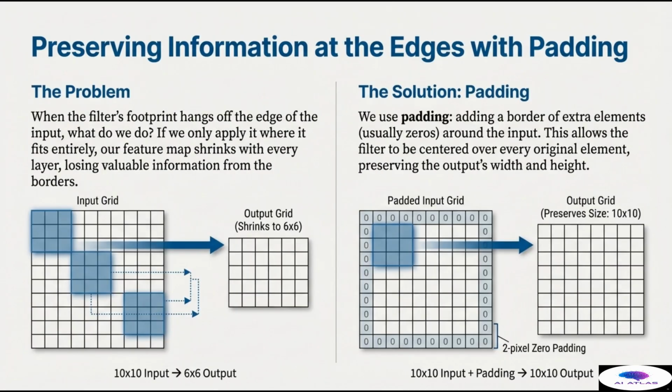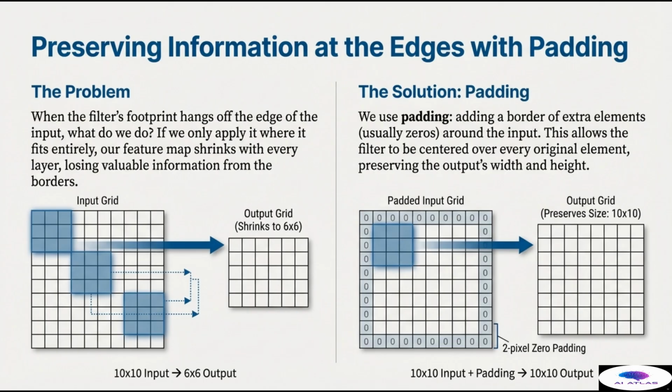When performing the convolutional sweep, we immediately encounter a practical problem known as the shrinking output issue, which is illustrated on the left. If we only apply the filter where its footprint fits entirely within the input grid, the dimensions of our feature map will necessarily shrink with every layer. For a 10x10 input using a 3x3 filter, the output shrinks to 8x8. If we stack many layers, the output quickly becomes tiny, and critically, we lose valuable information present at the borders of the original image, because those edge pixels are sampled fewer times than the central pixels.